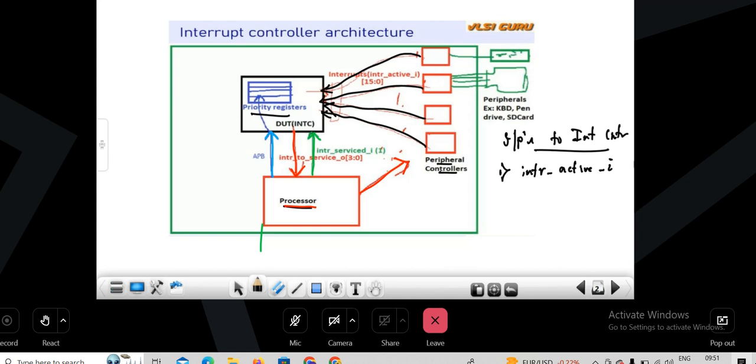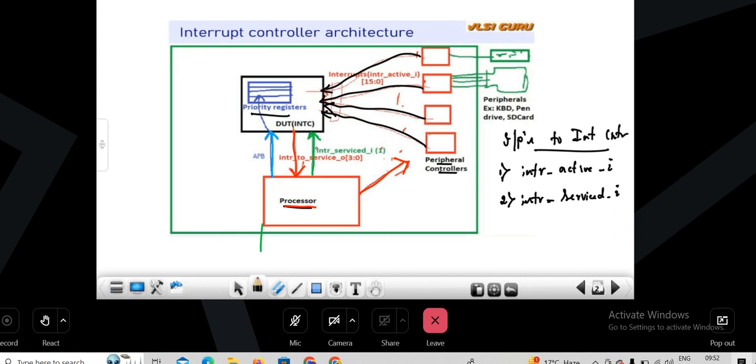Next, what is the next input? The next input is interrupt to service. These are the questions you need to address, right? I can write this as interrupt to be serviced, or to service is fine. Okay? Interrupt serviced is the input coming inside, right? I'm talking about input.